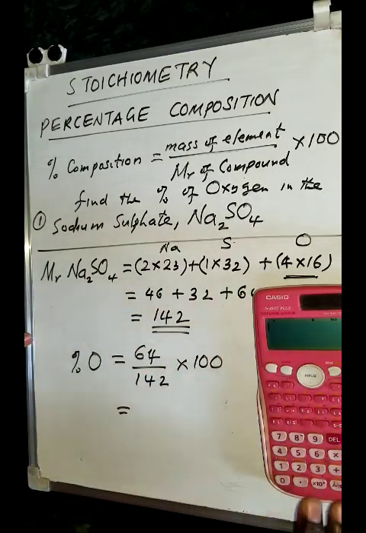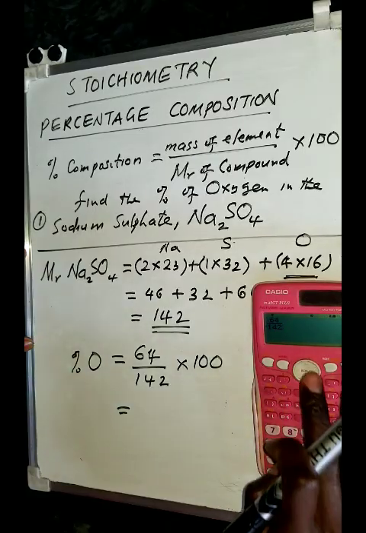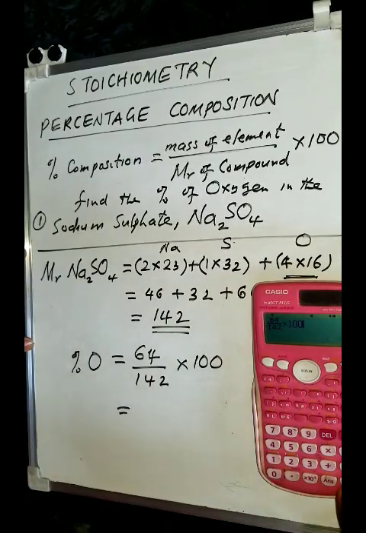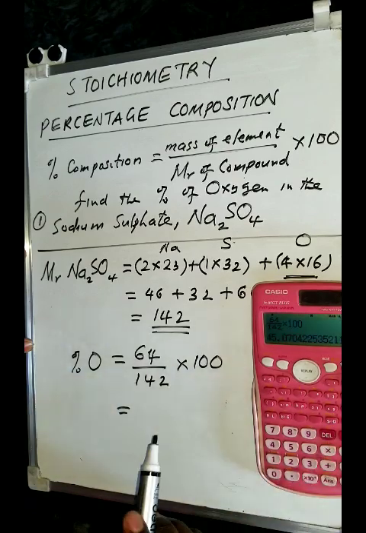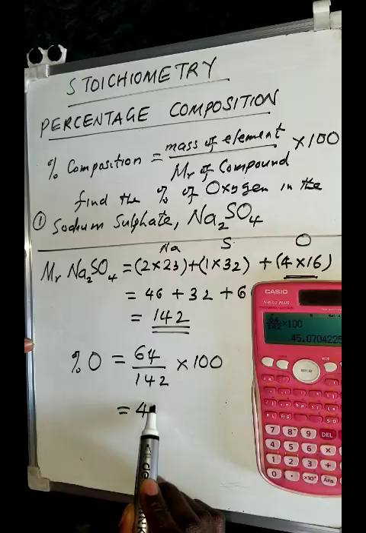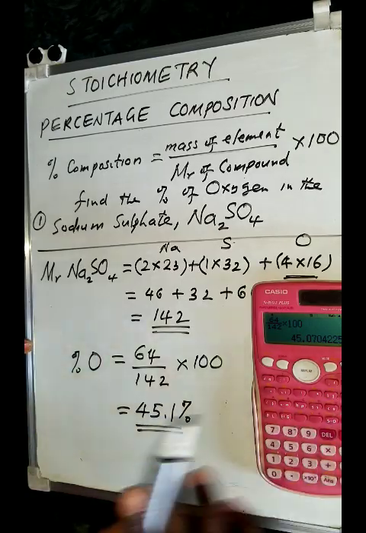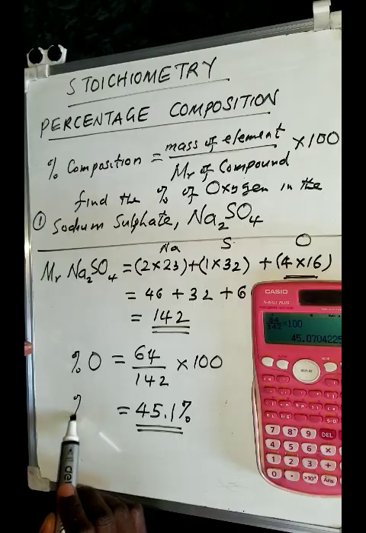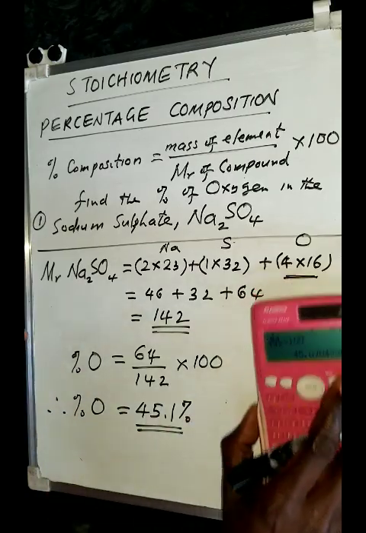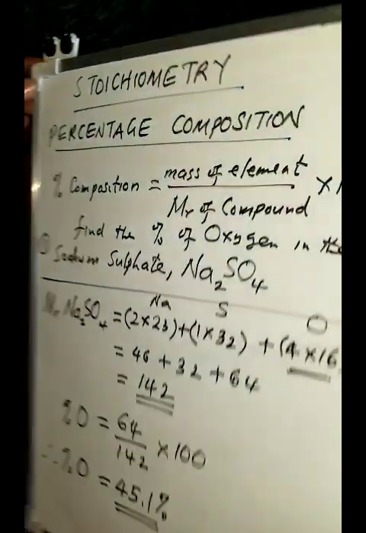So what is that going to give you? 64 over 142 multiplied by 100. That is going to give us, to 1 decimal place, 45.1 percent. So that is the percentage of oxygen in the compound that you have been given. So it's not complicated, it is very simple.